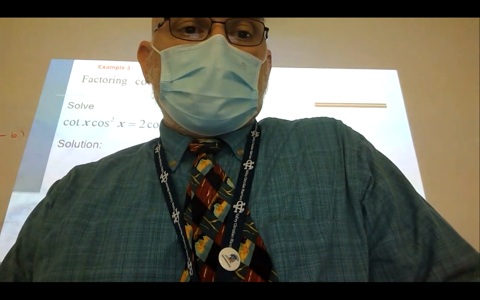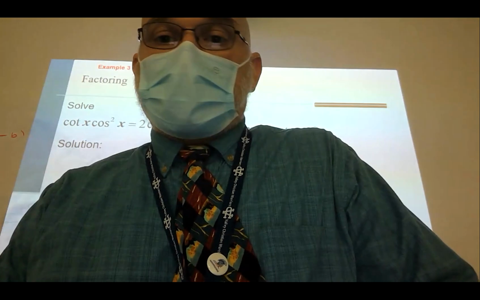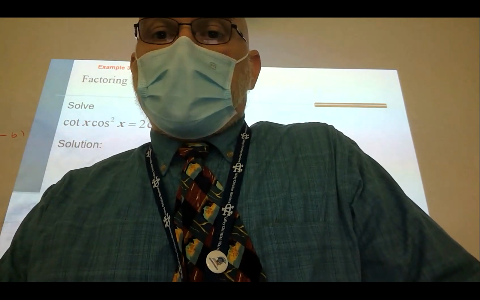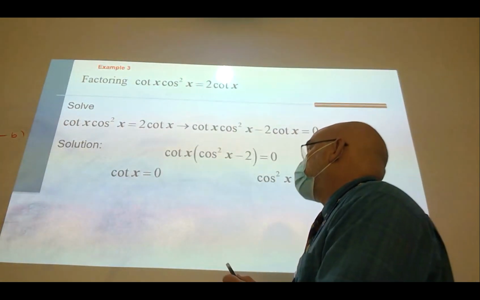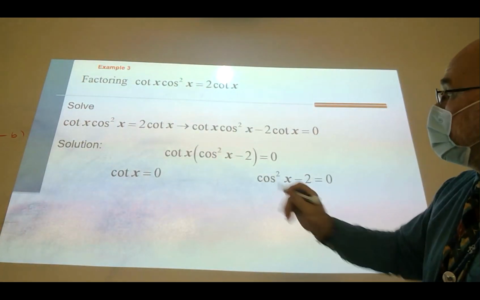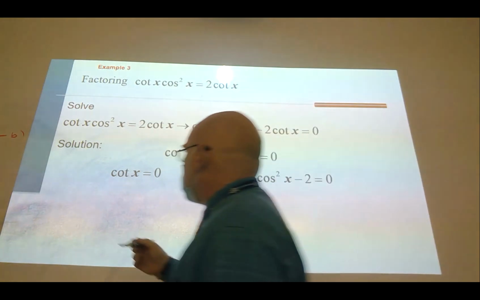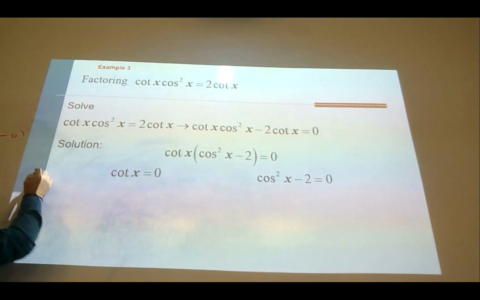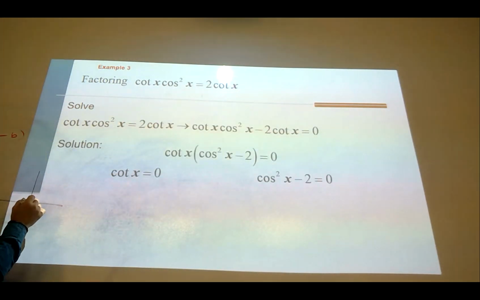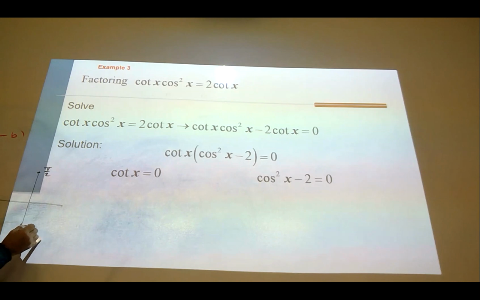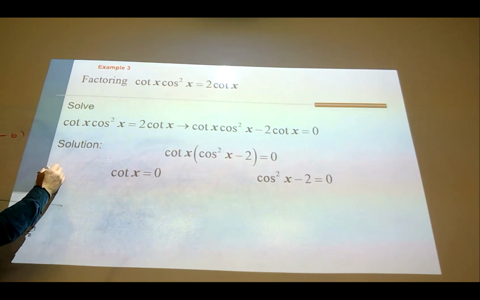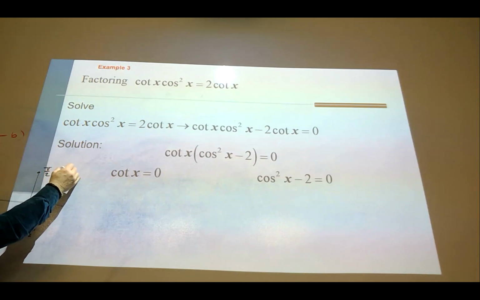So let's solve for cotangent of x equals 0. And let's solve for cosine squared x minus 2 is equal to 0. So let's try the first one. That one's pretty easy. Cotangent is going to be 0 where cosine is 0. That's up here at pi over 2, and down here at 3 pi over 2, or pi over 2 plus n number of pi's.